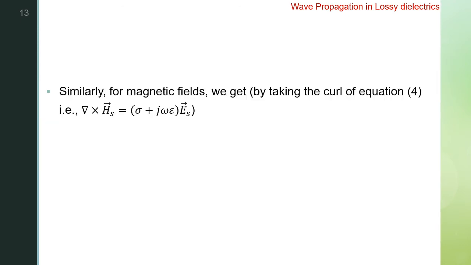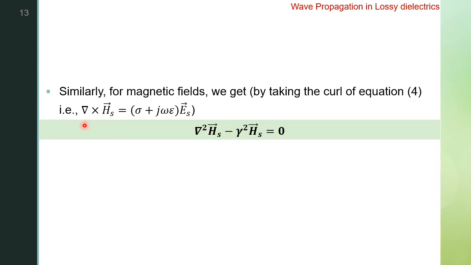So now we have obtained an equation in terms of the electric field. Similarly, for magnetic fields, we take the other expression, which is del cross Hs is equal to sigma plus j omega epsilon Es. If you take the curl of this equation, it will reduce to the form del square Hs minus gamma square Hs is equal to 0. Instead of electric field, it corresponds to magnetic field, and gamma is the propagation constant, which is equal to the square root of j omega mu into sigma plus j omega epsilon.